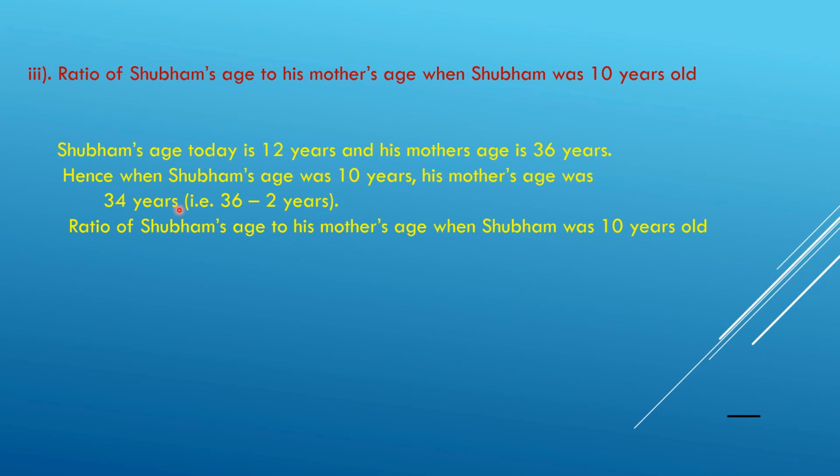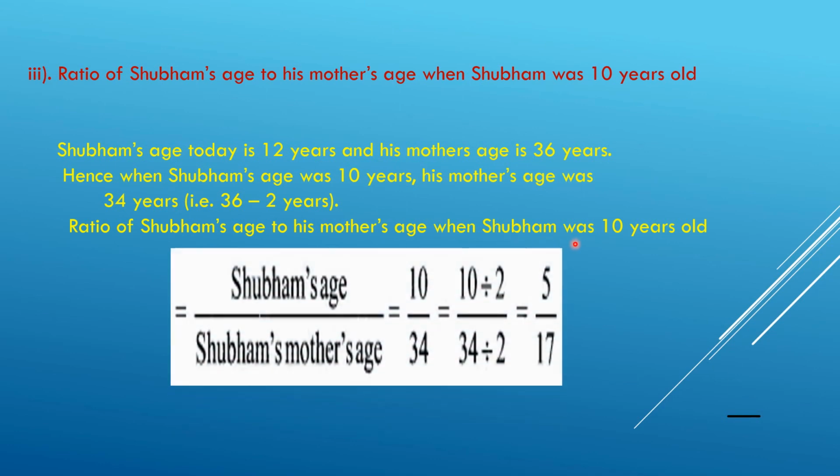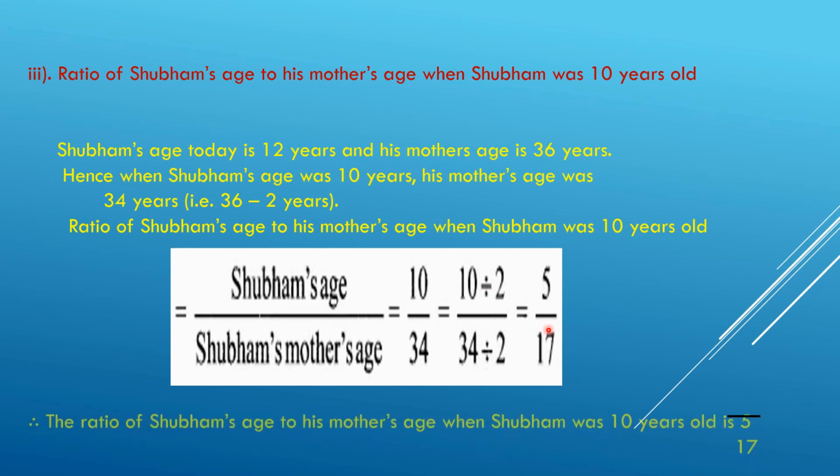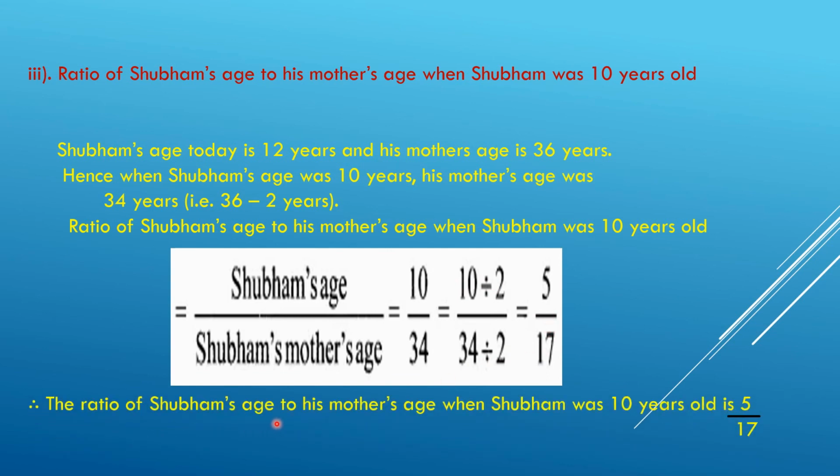And next, the ratio of Shubham's age to his mother's age when Shubham was 10 years old is equal to Shubham's age upon Shubham's mother's age, that is 10 upon 34, and its HCF is 2. That is 10 divided by 2 upon 34 divided by 2, equal to 5 upon 17. Therefore, the ratio of Shubham's age to his mother's age when Shubham was 10 years old is 5 upon 17.